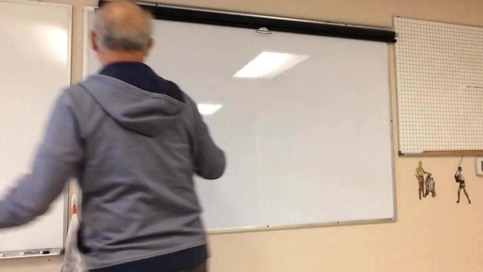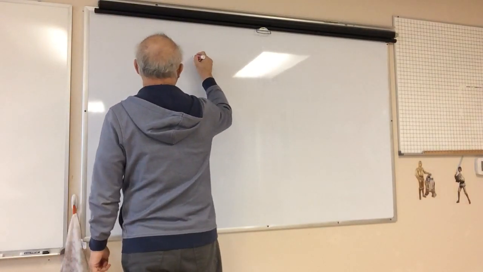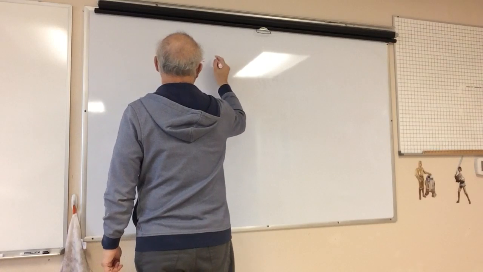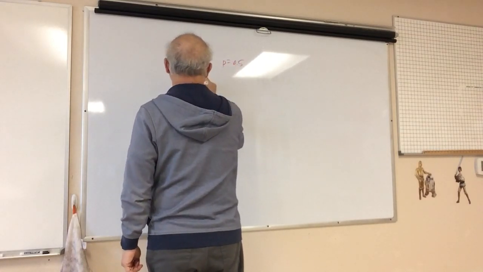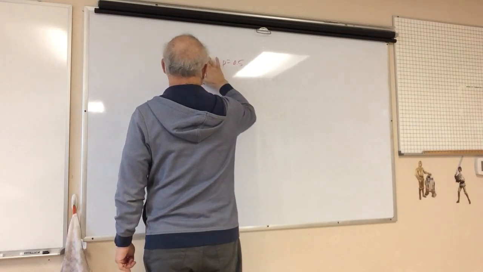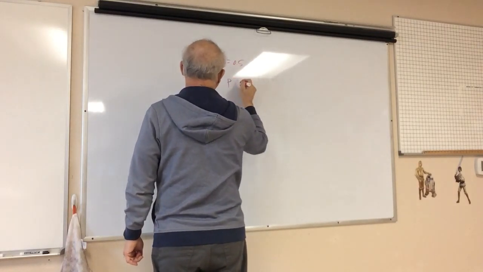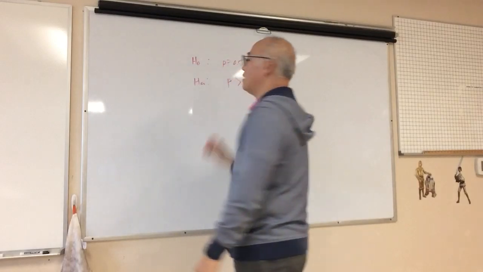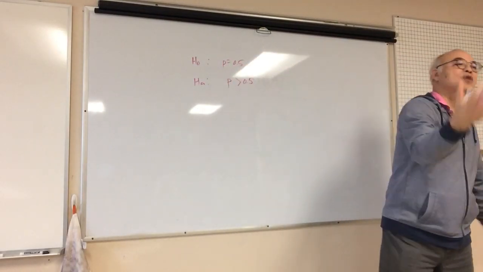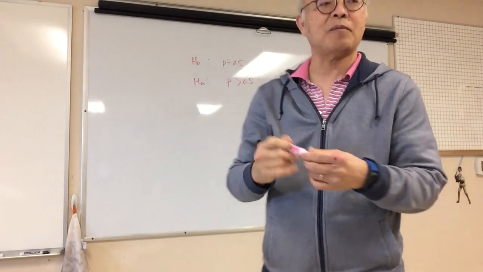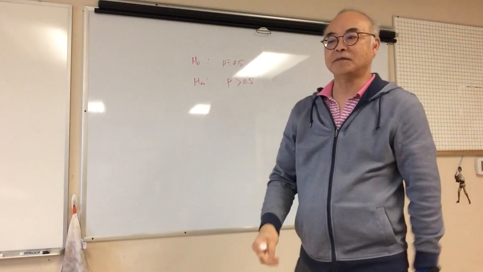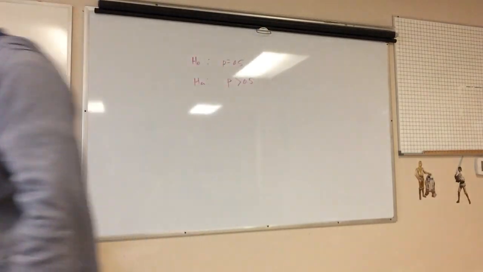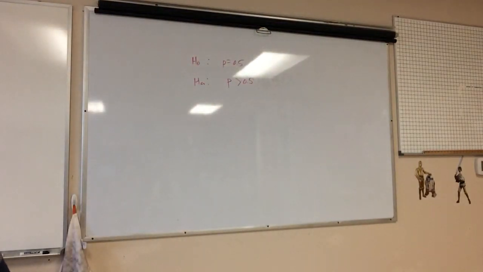So let's say that the H0 is p equals 0.5, where the Ha is what we're trying to prove. We're trying to prove that if you take this drug, the probability of you having a baby girl is greater than 0.5. Okay? So we're trying to find out what the type 1 and type 2 error is.